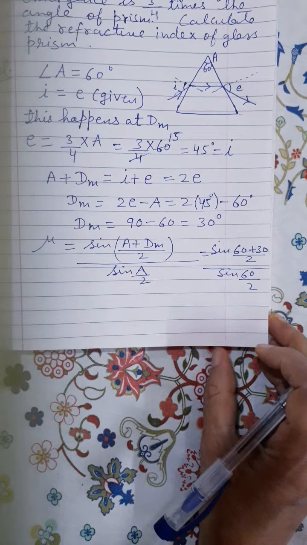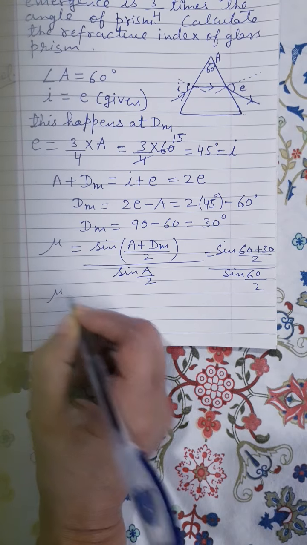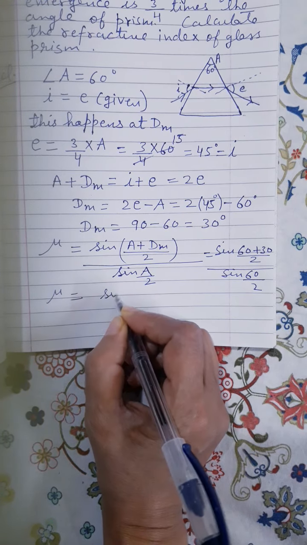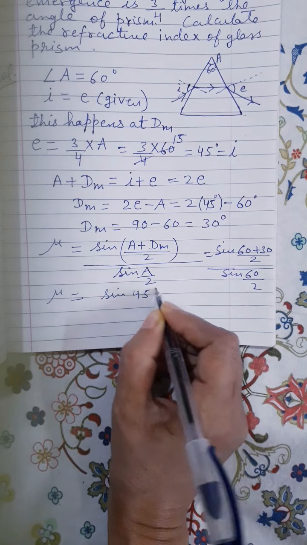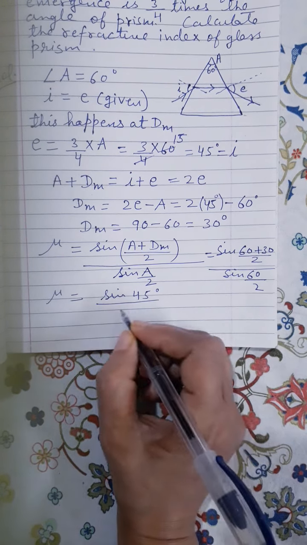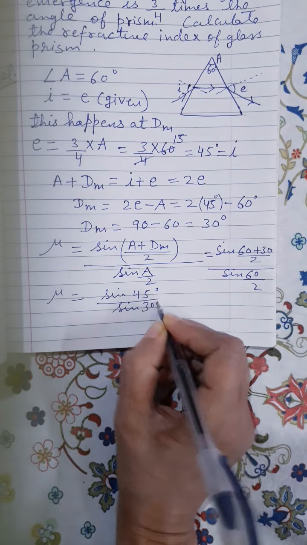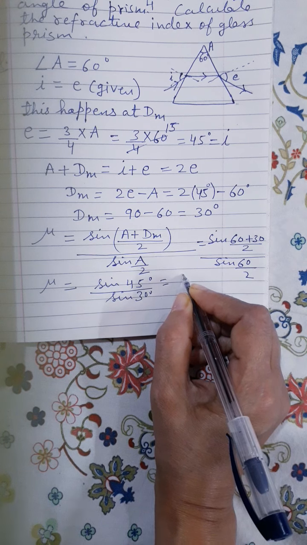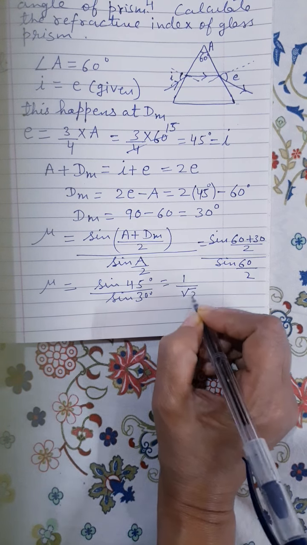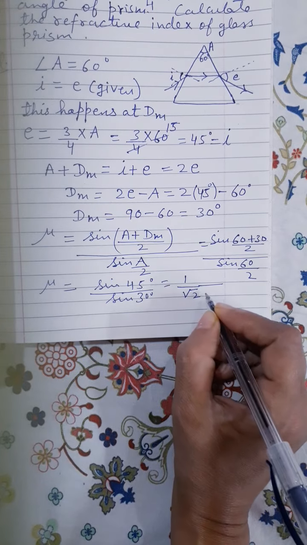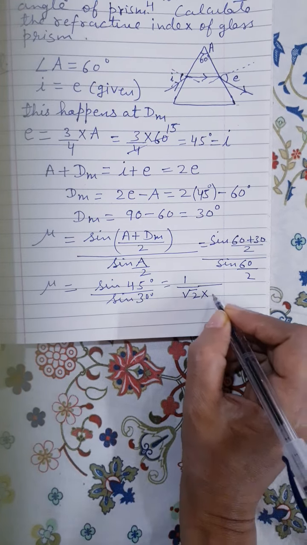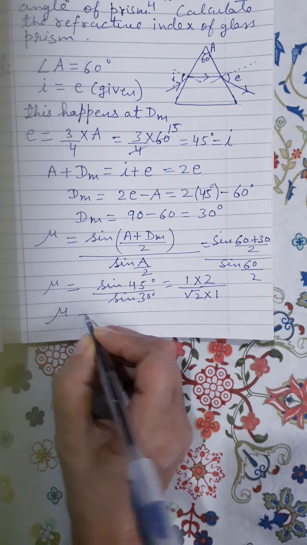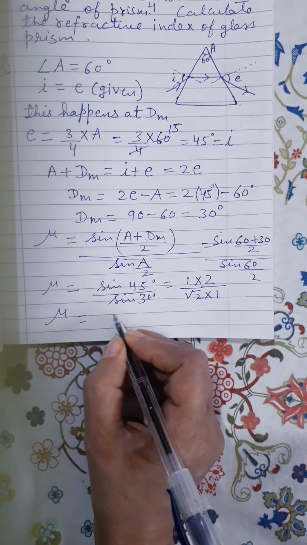So sine A by 2 becomes sine 60 upon 2. So how much will be the refractive index? This gives you 90 upon 2, which is 45 degree. So sine 45 divided by sine 30 degree, and our sine 45 is 1 upon √2, divided by sine 30, which is 1 upon 2. 1 upon 2 reciprocal, so 2 will go here. So this will give you 2 upon √2.